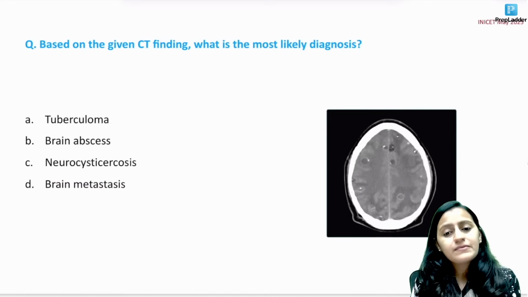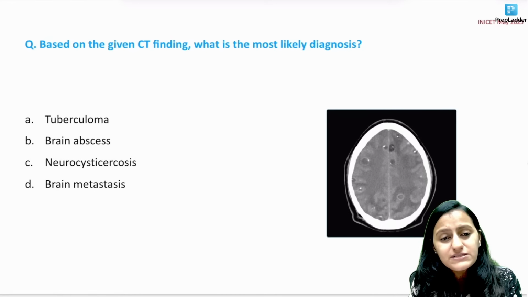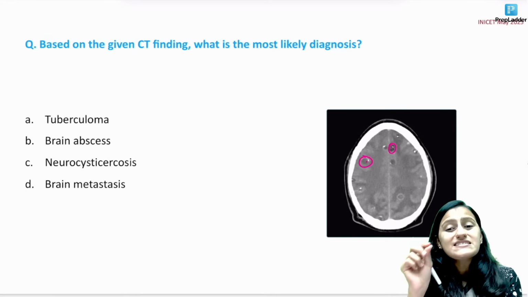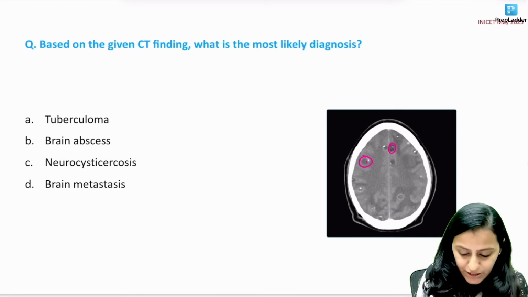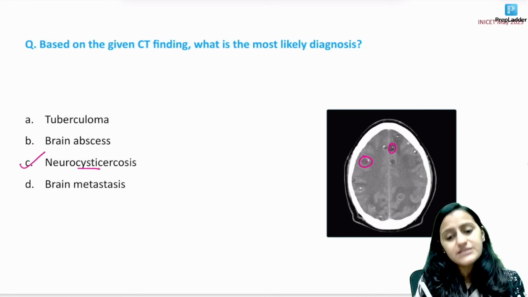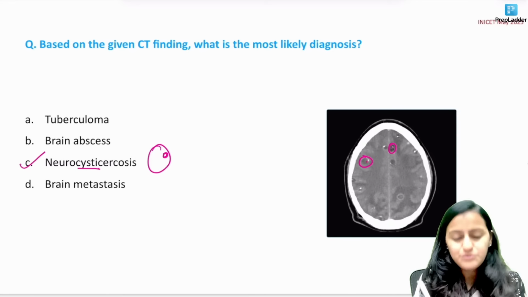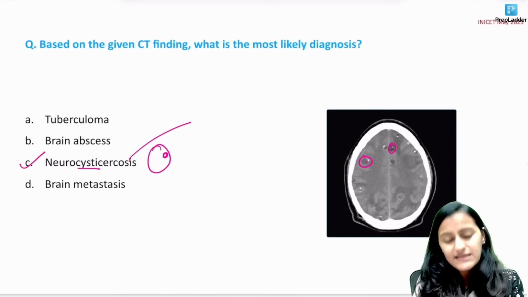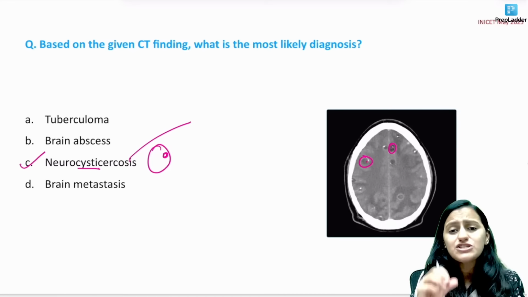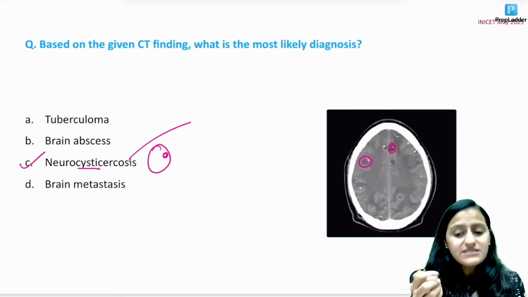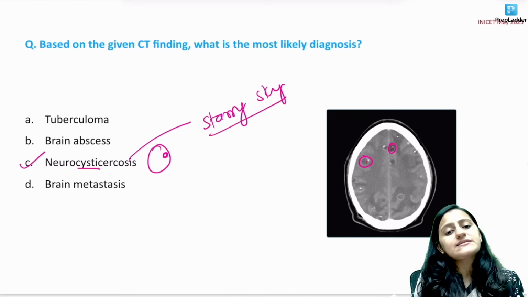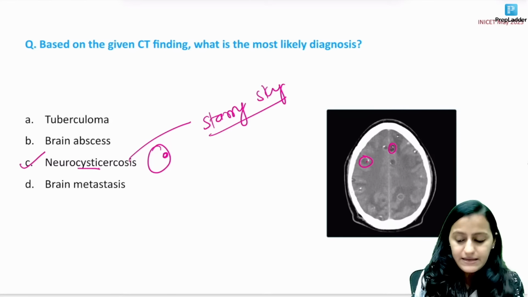Okay. Next one, what is the diagnosis here? Can you appreciate cystic lesions with a dot? Cystic lesions with a dot. So a cyst with dot appearance is neurocysticercosis, showing the cyst with the scolex inside. So that is neurocysticercosis. In the end stage, the neurocysticercosis gets calcified, and that gives the starry sky appearance. Later on, it will show starry sky appearance.